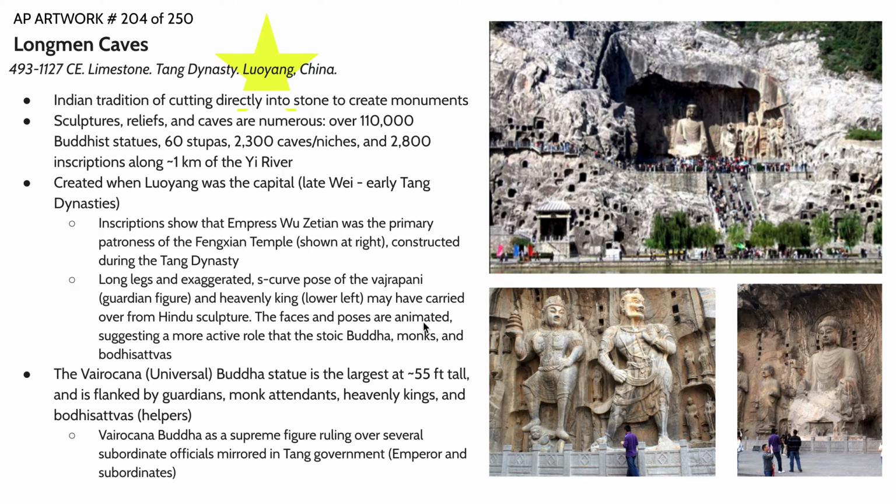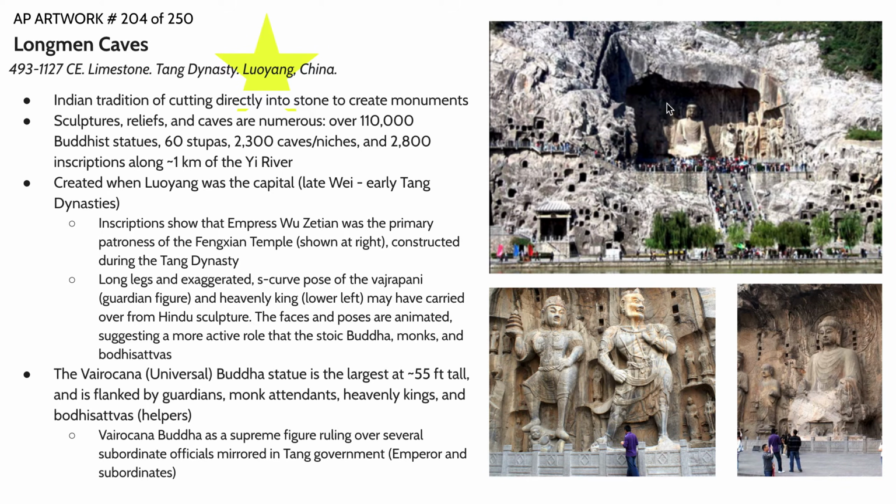So what you'll notice when you look at a lot of these figures is that a couple of them are more rigid in nature. They are standing and rather static, whereas others are assuming this more contrapposto, S-shaped figure. So these figures here are clearly influenced by Hindu art and architecture. We have a Vajrapani or a guardian figure right here, as well as a heavenly king. What you'll notice is that the faces are also quite animated, which indicates their role as a more protective and active figure within the sculptural ensemble.